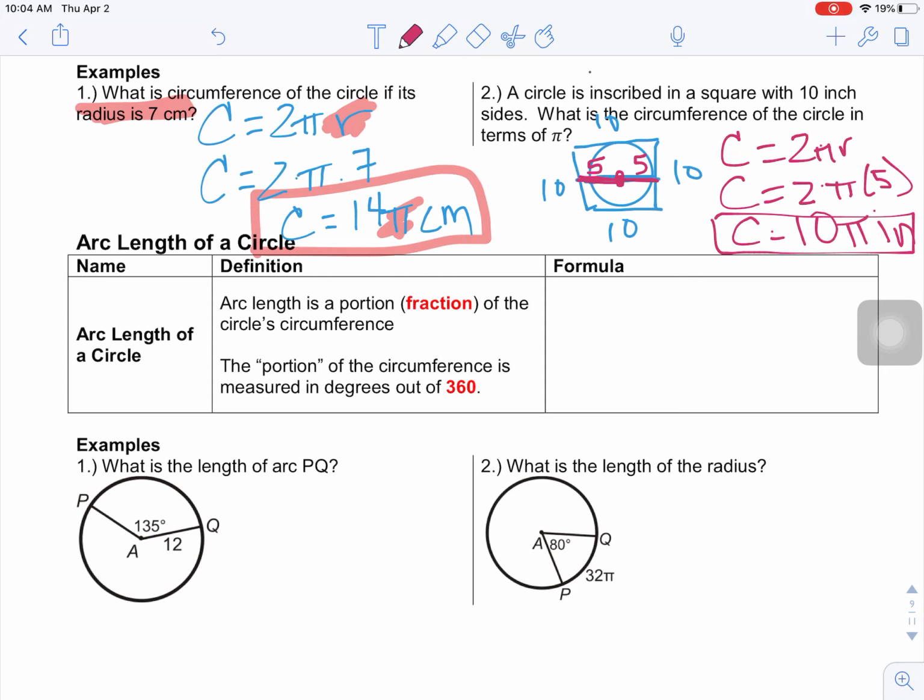All right, arc length. Arc length, again, we are referring to a portion of the circle's circumference, so just a particular part of it. So I don't want the total circumference, but I am going to have to use the circumference formula in some way, shape, or form to figure out what our arc length is.